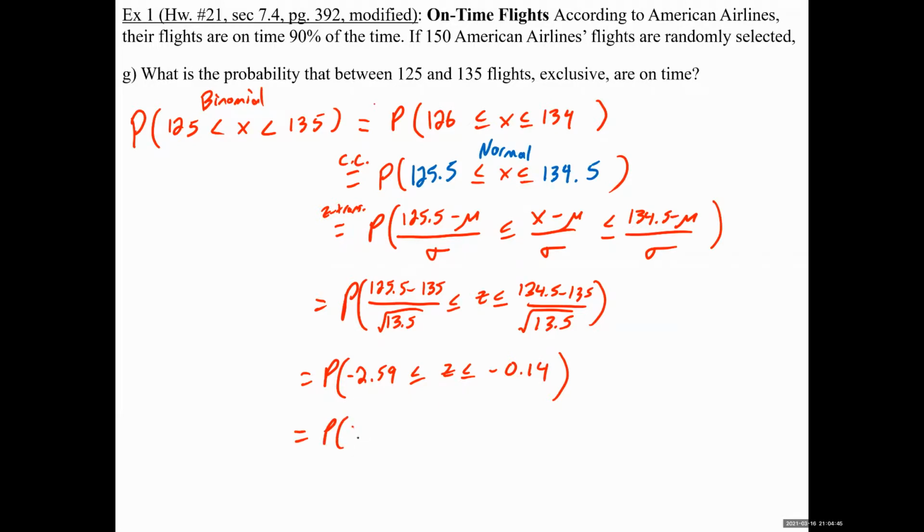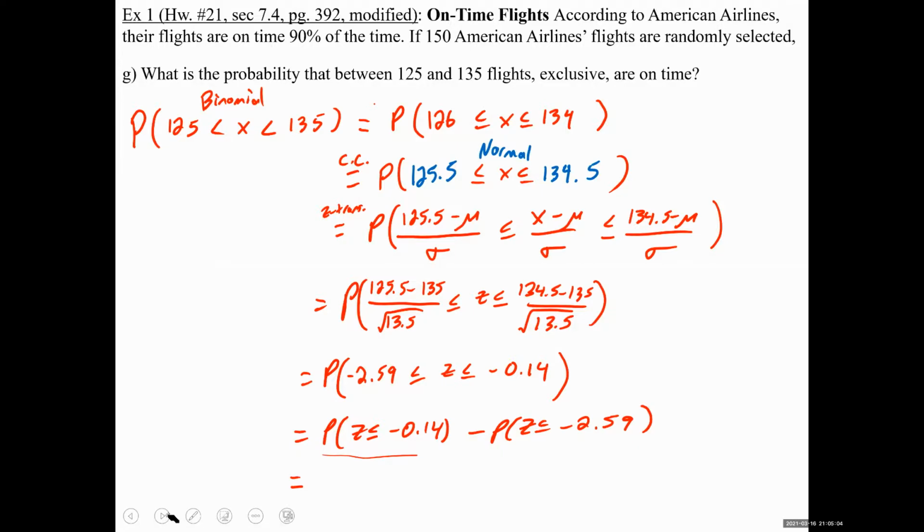The formula is probability Z less than or equal to the number on the right, minus probability Z less than or equal to the number on the left. If you put less than instead of less than or equal to, that's okay too. And these are both less than, so you look them both up in the table. Okay. The first one, we've got to look up negative 0.14.